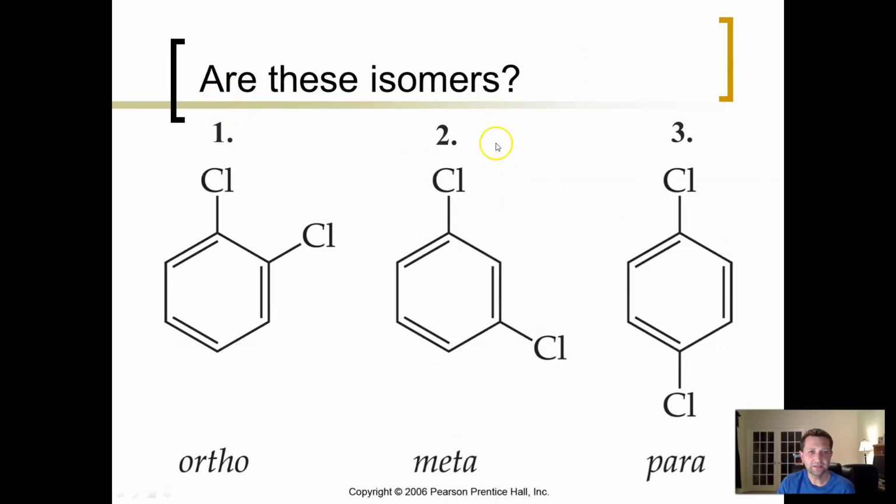So the question on the screen says, are these isomers? The answer to that question is yes. They have the same chemical formula. This is a benzene ring. You'll learn about that in organic chemistry. You'll draw millions of those. So you have 2 chlorines. 2 of them are in an ortho position, which is right next to each other. Meta, which is one carbon apart, okay, and para, which is on the opposite end here.